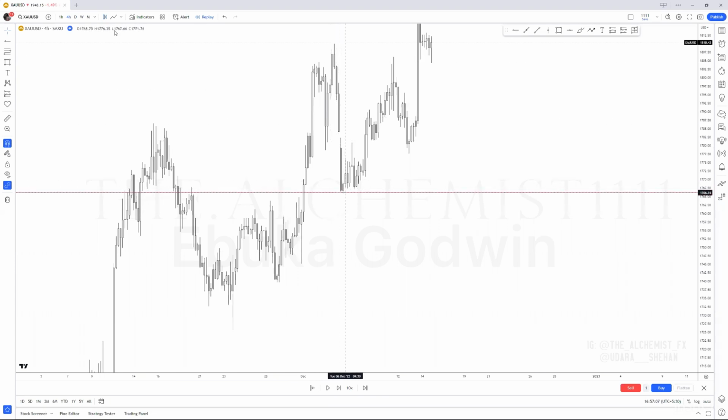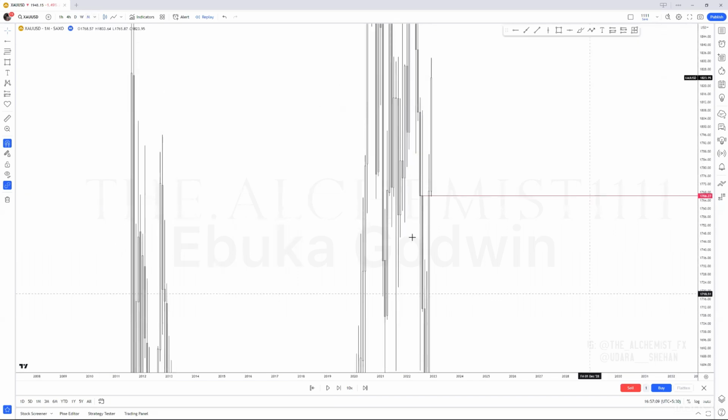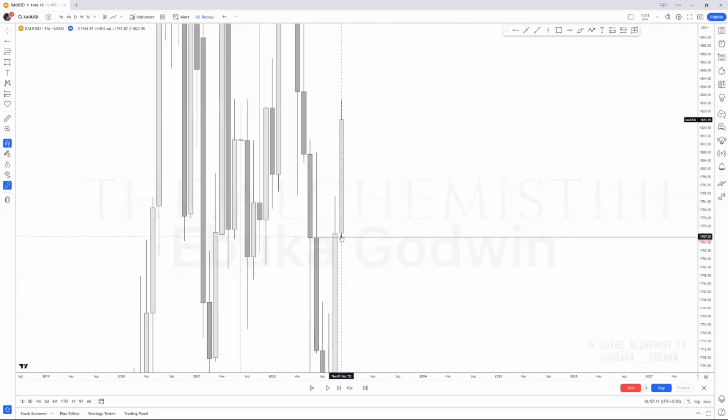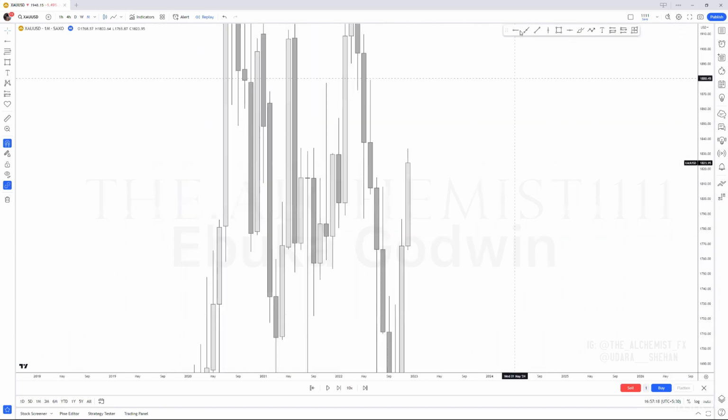The monthly level. Now, if you go to monthly, where was the low of the month created? Where was the low of the month created? Right there. See that? So it's very important. It is very important.